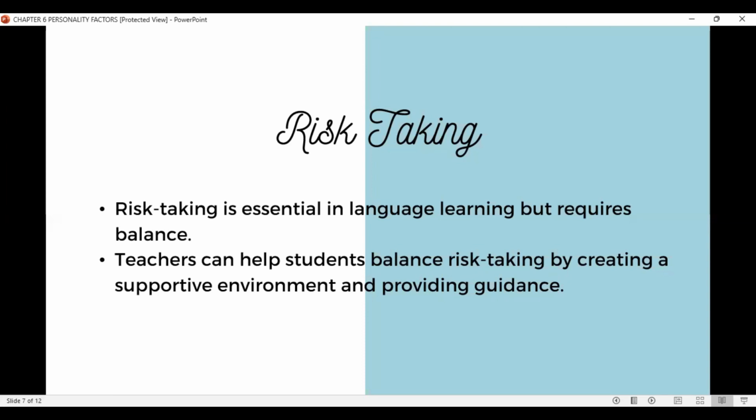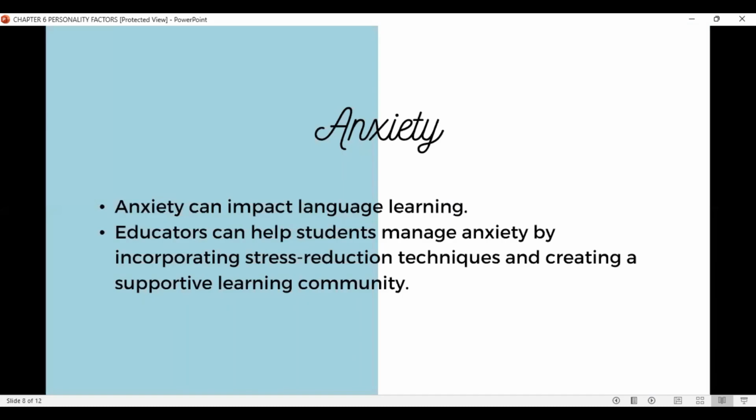Risk-taking. Risk-taking is essential in language learning, involving trying new language elements and accepting the possibility of errors. While excessive risk-taking can lead to setbacks, it is crucial for language development. Teachers can help students balance risk-taking by creating a supportive environment where students feel encouraged to take linguistic risks while providing guidance and feedback to navigate challenges and learn from mistakes. Next slide.